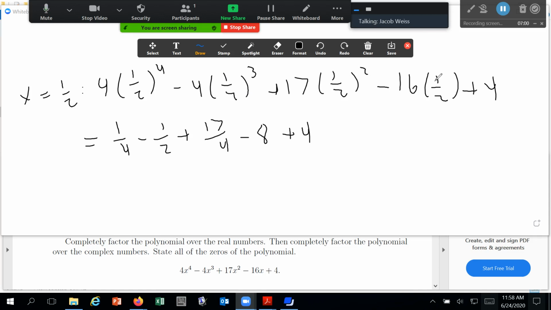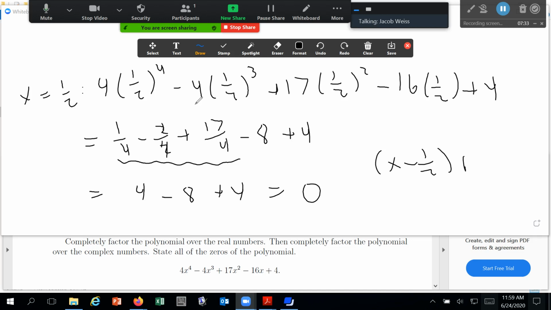All right, so let's add these together. So 1/4, this is going to be equal to 2/4. See if I can make it look kind of like that. Yep. So 1 minus 2 is -1 plus 17 is 16. So everything underlined here is equal to 16/4, which is equal to 4. And then we have -8 plus 4, that equals 0. Yes, we did it. Okay. So that means that x minus 1/2 is a factor.